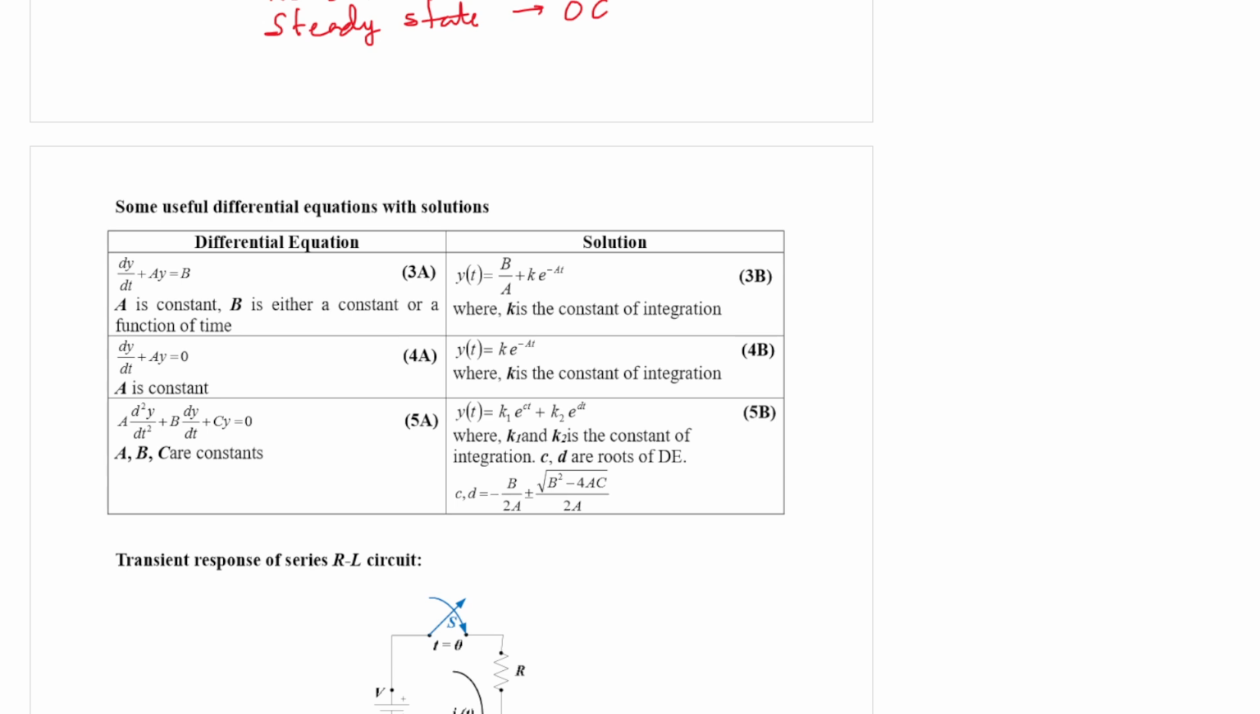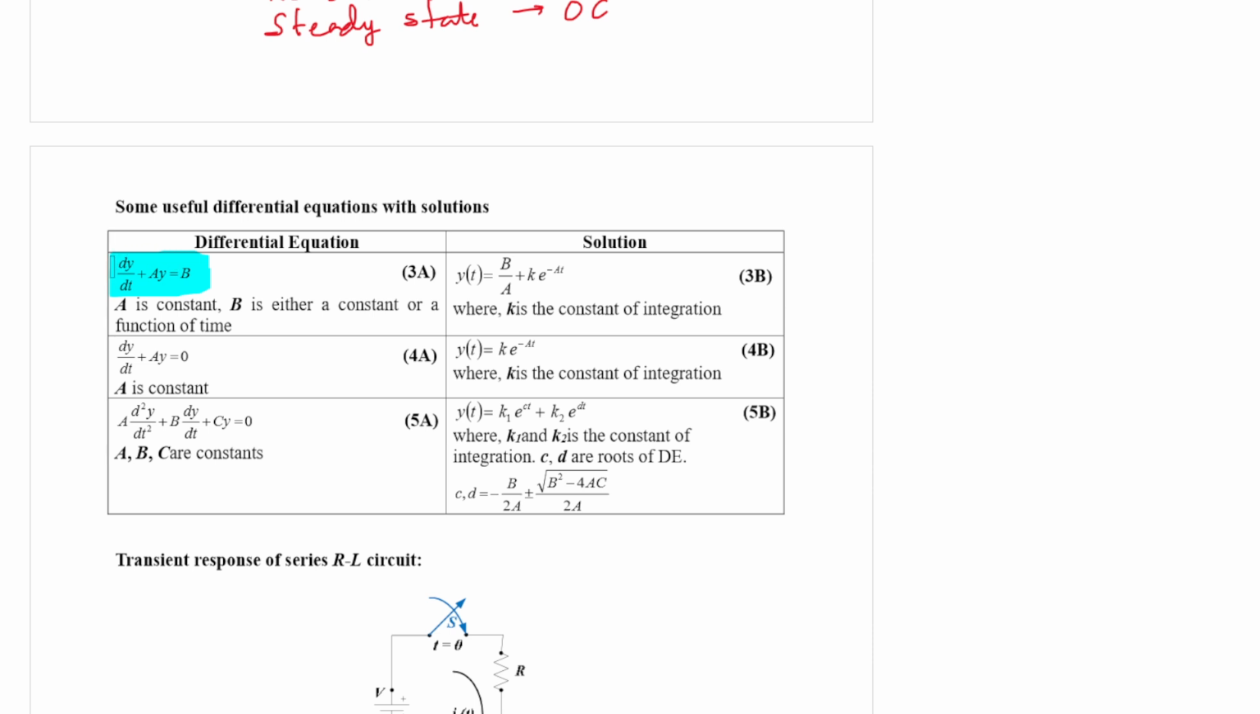Now, there is some prerequisite before discussing those networks. So we have some differential equations. You should know their form and their solution. Proof is not required here. So first, if you refer to equation 3a, that is the differential equation, dy/dt plus ay is equal to b. That is a well-known differential equation. What is a and what is b? A is constant and b is either a constant or a function of time.